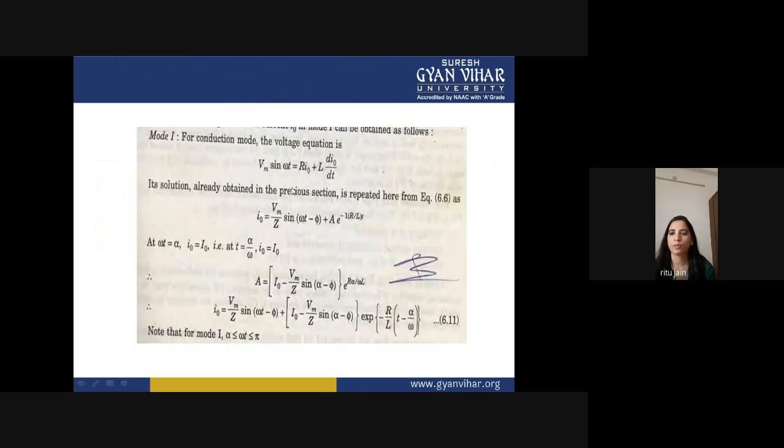Now, that was mode first, when the freewheeling diode was not conducting. Now we come to the next part, when the freewheeling diode is conducting. So you know that the freewheeling diode is conducting from pi to 2 pi plus alpha, and the input voltage at this time is zero because the energy which is transferring to the diode is through the inductor.